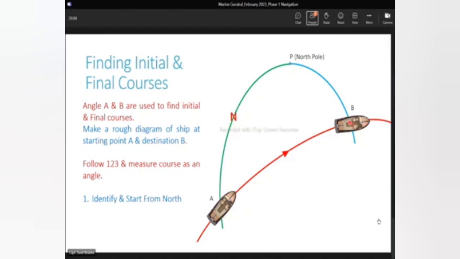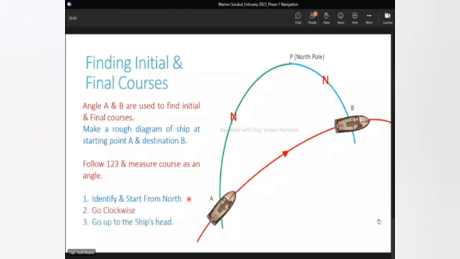Similarly, when the ship is at its destination position B, again we have to identify the north direction. So let's identify the meridian. The meridian is represented by this blue color track going to the North Pole. So this is where the north direction is. Let's again mark it with the N, representing that this is the northerly direction. So this is step number 1: identify and start from north.